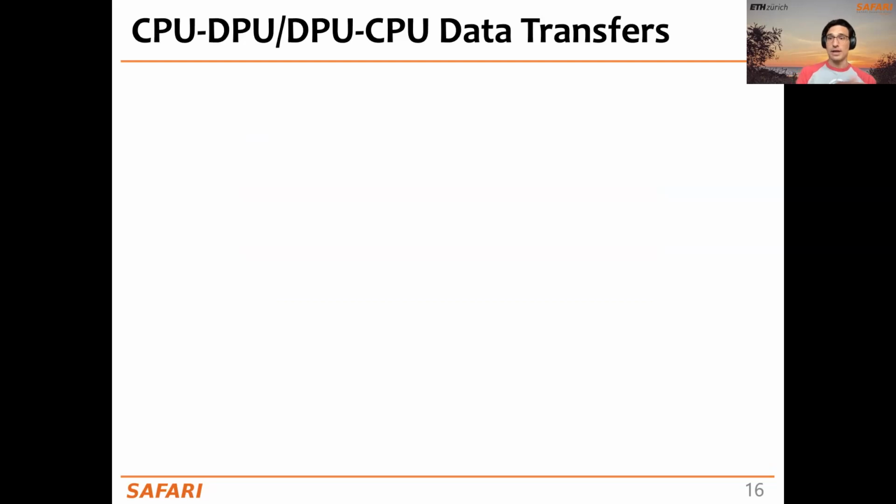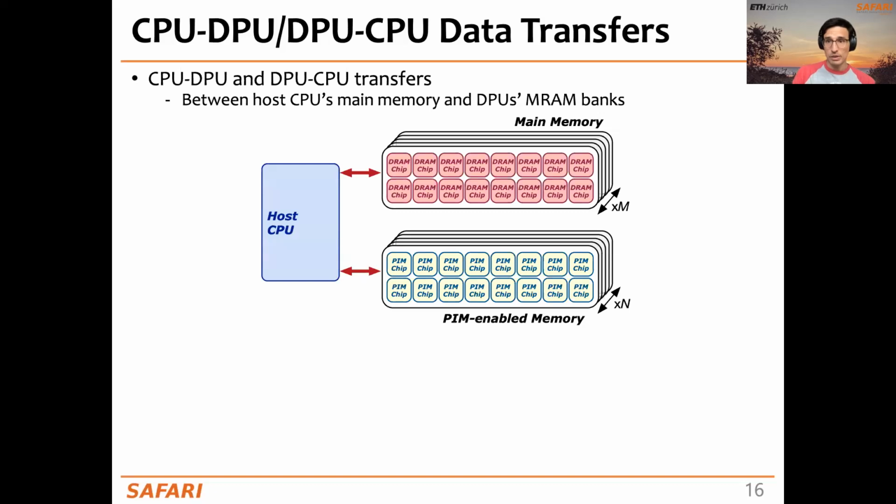Okay, so after having allocated the DPU set and having loaded the program into the IRAM, now we have to move the input data from the main memory of the host processor to the PIM-enabled memory. And also, after terminating the execution on the memory side, on the DPUs, we'll have to move the results from the MRAM banks, from the DPUs, to the host main memory. That's what we are going to do using CPU-DPU and DPU-CPU transfers.